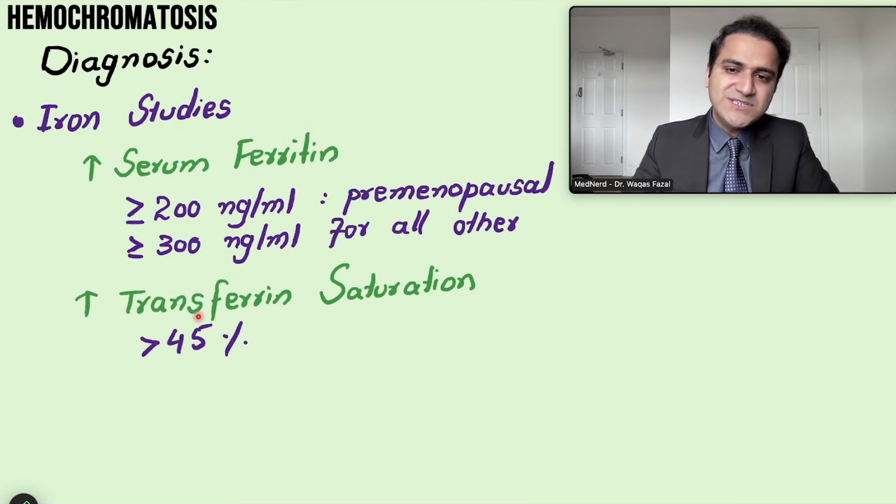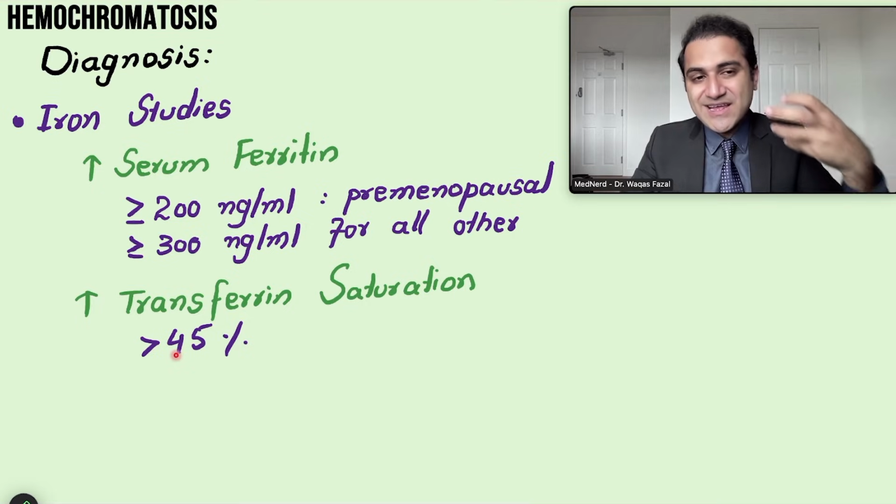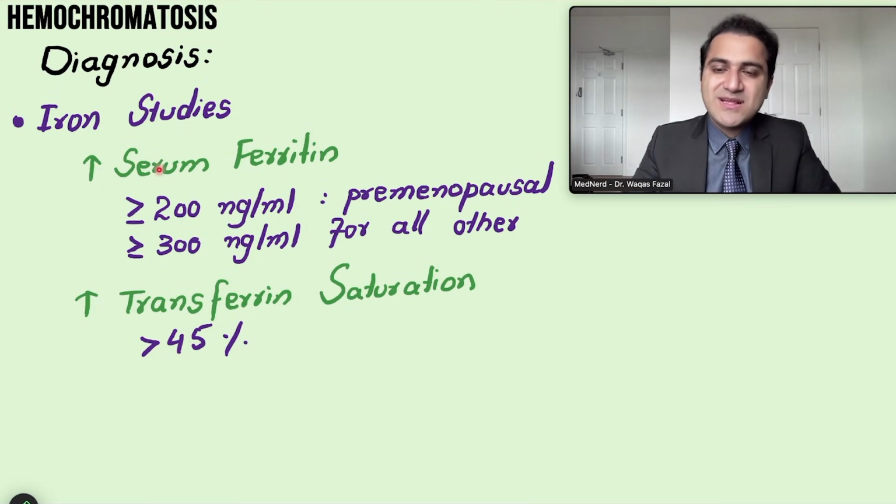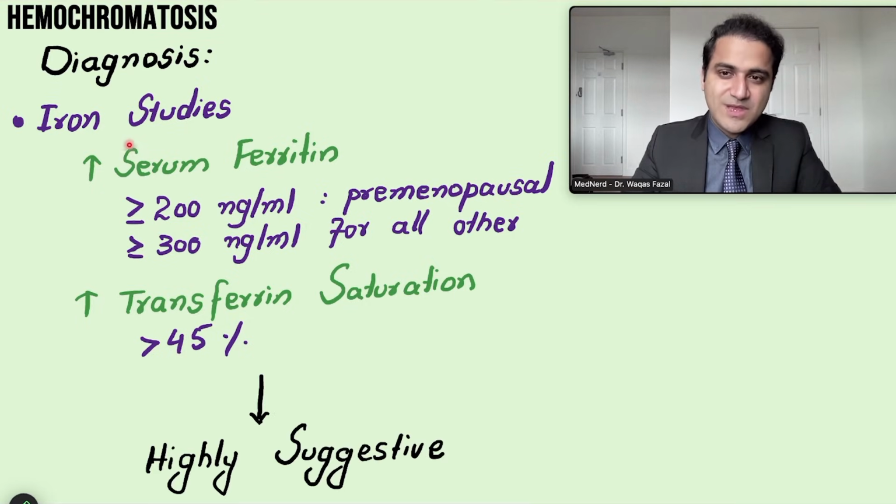The transferrin saturation is high because there is increased iron in the blood. The transferrin saturation will be high, the serum ferritin will be high. If you find high serum ferritin with high transferrin saturation, this is highly suggestive that this patient is having hemochromatosis.